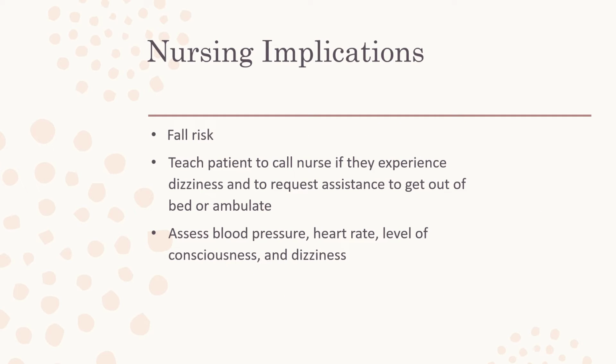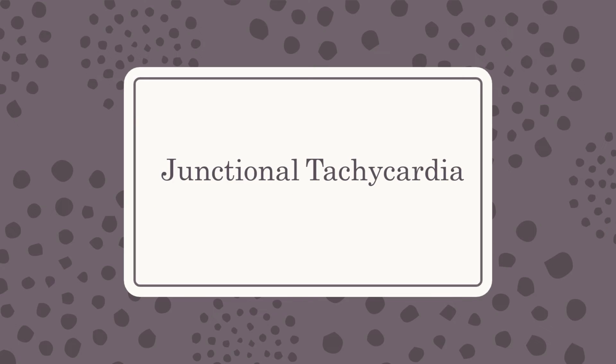The nursing implications: these patients can be a fall risk. You need to teach the patient to call the nurse if they experience any dizziness and to request assistance to get out of bed or ambulate. And as we always talked about, assess their blood pressure, heart rate, level of consciousness, and dizziness for signs of decreased cardiac output. So the next junctional rhythm we're going to talk about is junctional tachycardia.